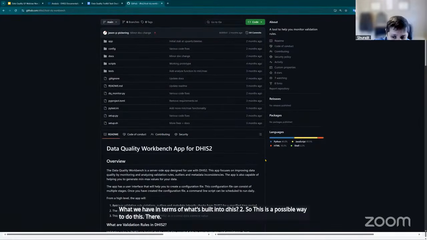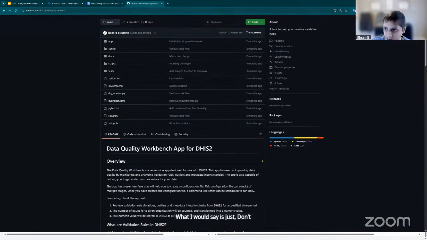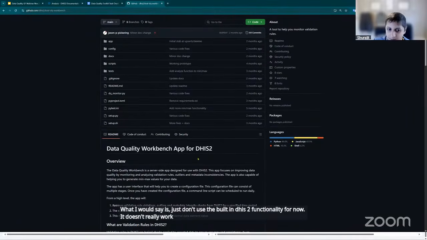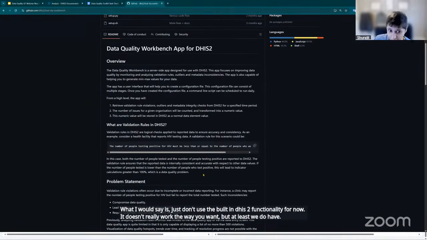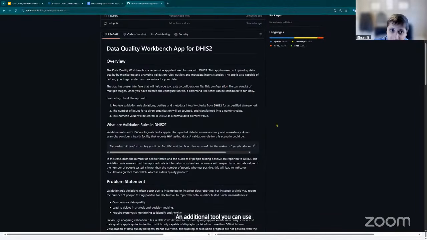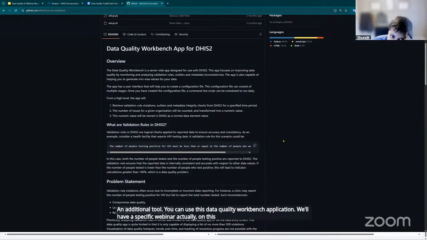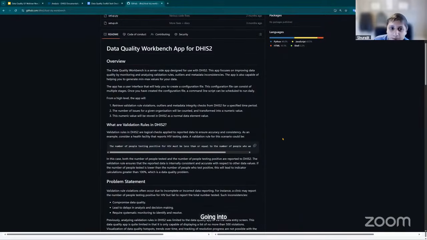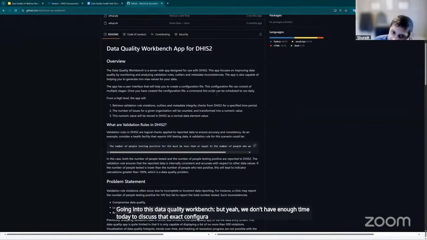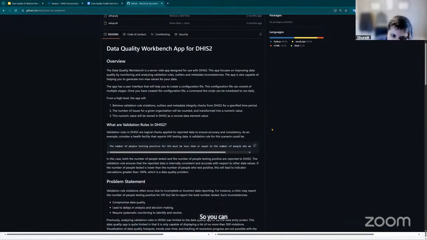There are other methods as well that you could use to set your min-max. What I would say is just don't use the built-in DHIS2 functionality for now. It doesn't really work the way you want, but at least we have an additional tool you can use, this Data Quality Workbench application. We'll have a specific webinar on this next year. We don't have enough time today to discuss that exact configuration, but I can share this link so you can have a look at it.